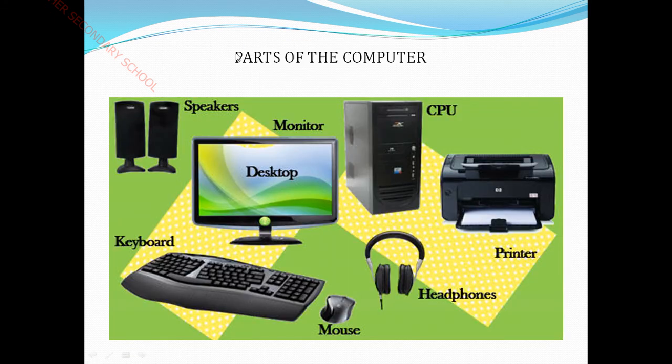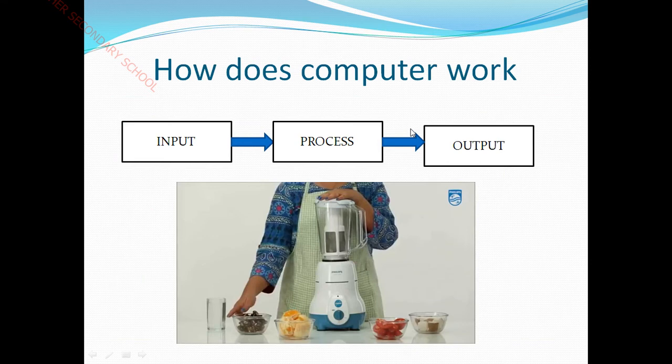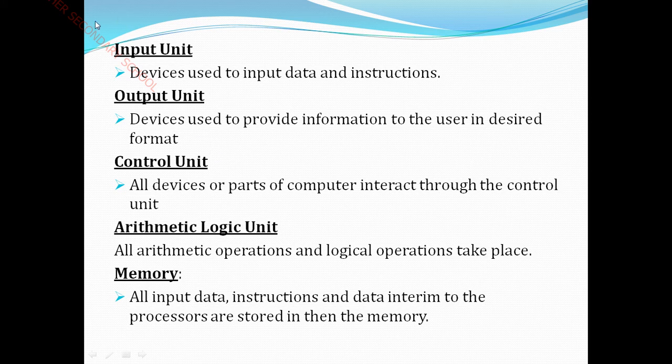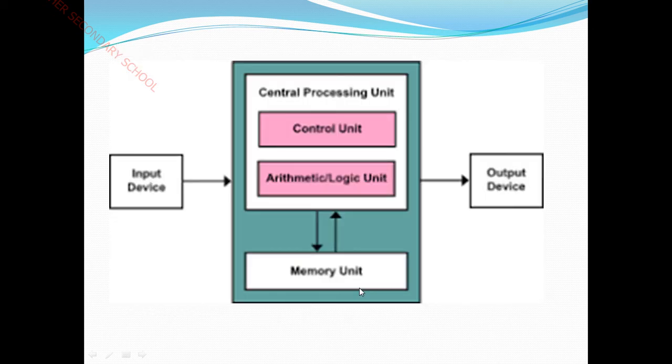Next one, what are the parts we have seen here? We have seen input devices and output devices in this picture. Keyboard and mouse belong to input devices; monitor, speaker, headphone, printer belong to output devices; CPU is the processing device. Next, what is the name of this flowchart? IPO cycle: input, process, output. Next we have discussed the 5 important units in the computer: input unit, output unit, control unit, ALU and memory. This is the block diagram of CPU that we have discussed earlier.